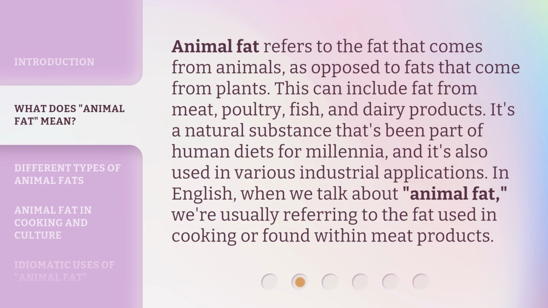Animal fat refers to the fat that comes from animals, as opposed to fats that come from plants. This can include fat from meat, poultry, fish, and dairy products. It's a natural substance that's been part of human diets for millennia, and it's also used in various industrial applications. In English, when we talk about animal fat, we're usually referring to the fat used in cooking or found within meat products.